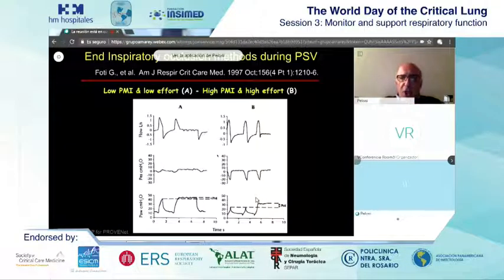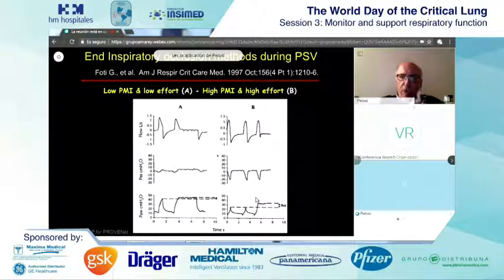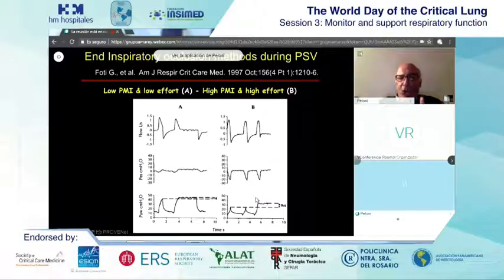So, it is possible to measure the driving pressure during pressure support or other assisted ventilation. This is a study that we performed years ago with Professor Foti, who is a co-speaker in this session, showing that if you occlude the airways at end inspiration, you can reach a plateau pressure in the airways, and then you can estimate in different conditions the possible real driving pressure of the patient, even during assisted ventilation.